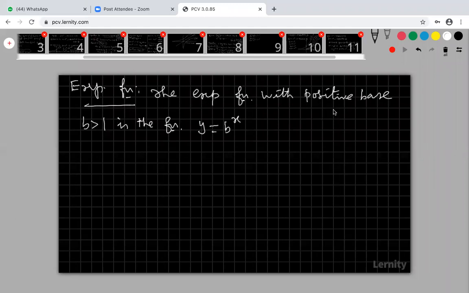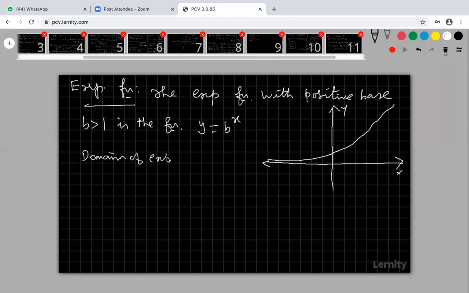Right. Now, this is the graph of the exponential function. So what is the domain and range of the exponential function? Domain of exponential function: domain means for every x value, the function is defined. See that if you take any x value, the function f of x is defined. So the function is defined for every x value in the real numbers.